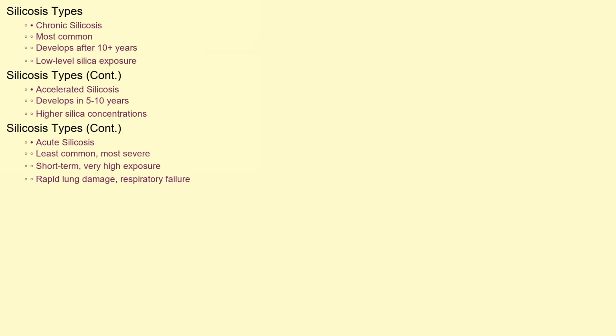Silicosis is generally classified into three main types: chronic silicosis, accelerated silicosis, and acute silicosis. Chronic silicosis is the most common form and develops after 10 or more years of exposure to relatively low levels of silica dust. Accelerated silicosis develops more rapidly, typically within 5 to 10 years, after exposure to higher concentrations of silica. Acute silicosis is the least common and most severe form, occurring after short-term exposure to very high levels of silica dust. It can lead to rapid lung damage and respiratory failure.